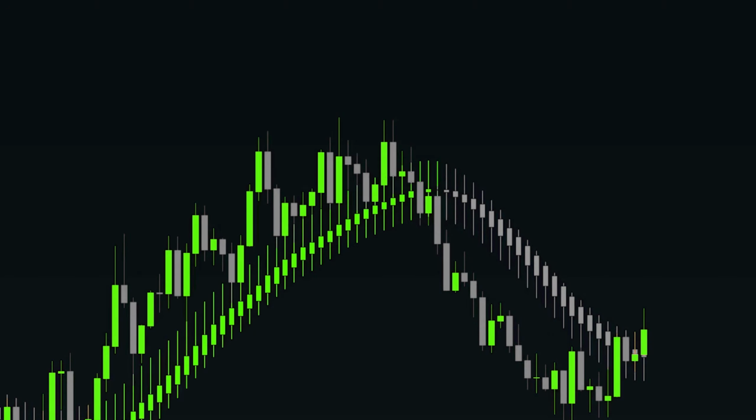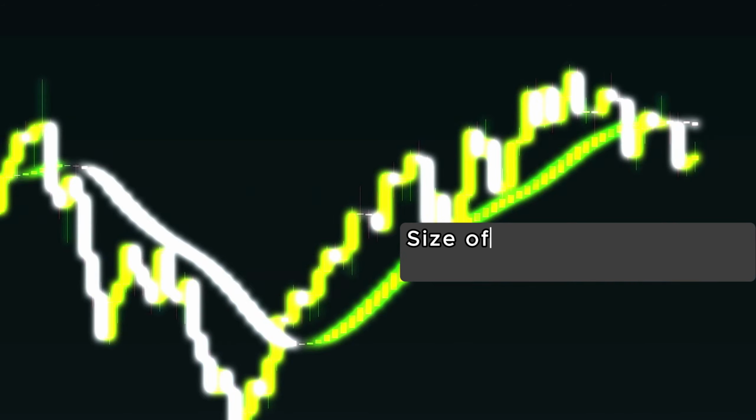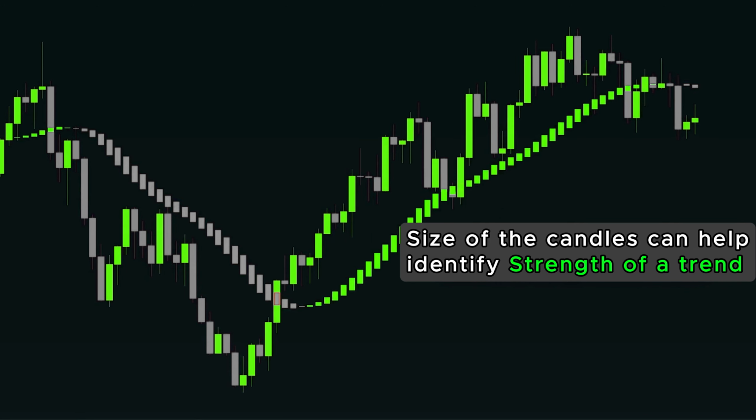For example, if the indicator showed a color change from green to red, it indicates that the trend is switching from an uptrend to a possible downtrend, and vice versa. The size of the candles could also help traders identify the strength of an existing trend.